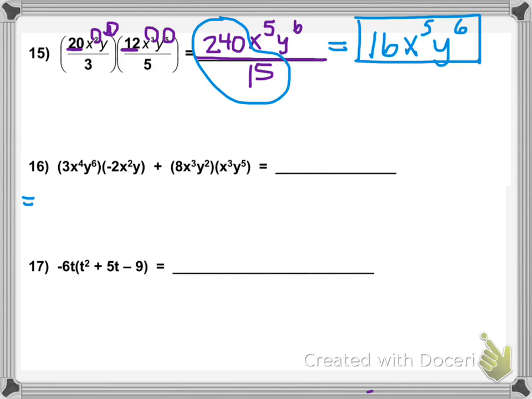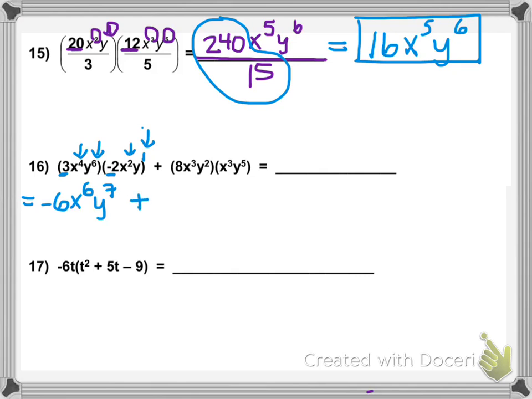So our coefficients are 3 and negative 2. 3 times negative 2 is negative 6. Okay, now let's look at our variables. The x's have exponents of 4 and 2. 4 plus 2 is 6. Now let's look at our y's. Our y's have an exponent of 6, and this one over here has an exponent of 1. 6 plus 1 is 7. Okay, so that's the first part.